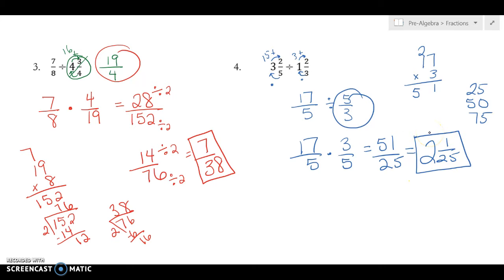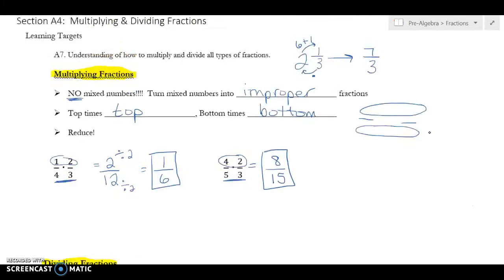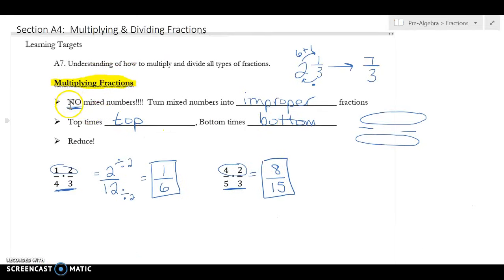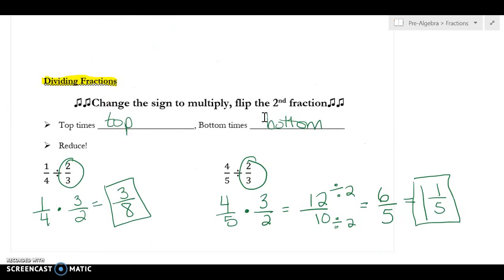Okay, so when we're working with multiplying, and we're multiplying no mixed numbers, and then top times top, bottom times bottom. When we're working with fractions, change the sign to multiply, flip the second fraction. I didn't write it here, but this is also no mixed numbers, but we did some of those. So I don't think multiplying and dividing are hard. You have to remember to change the sign and flip the second fraction, and you also have to remember to reduce.